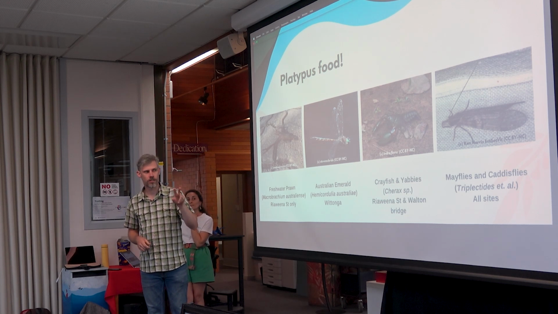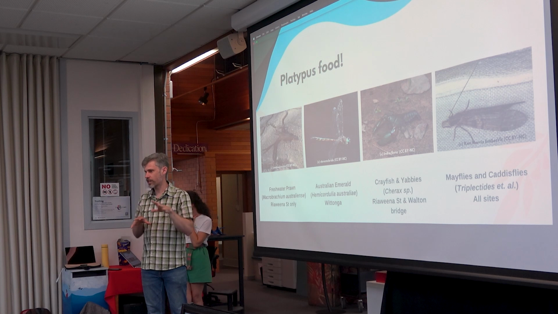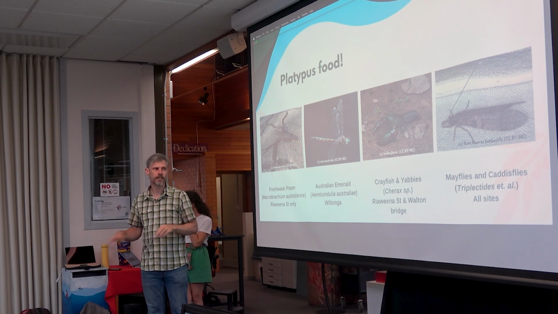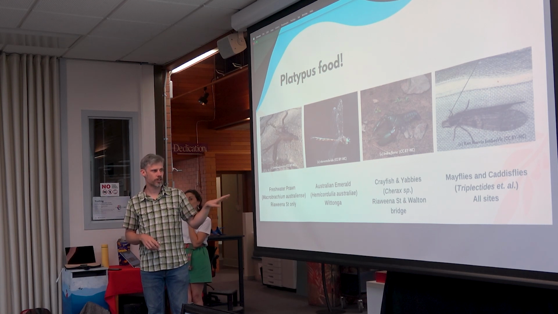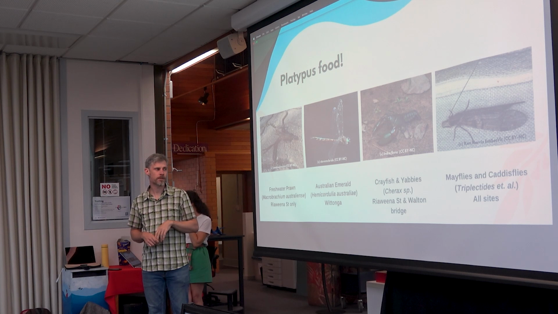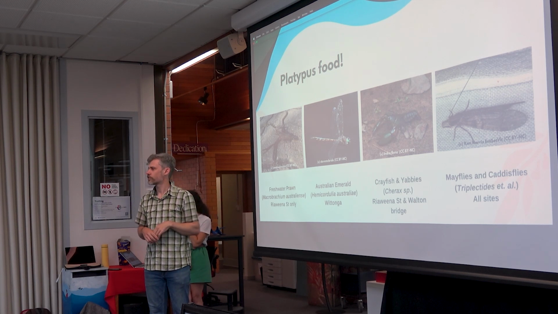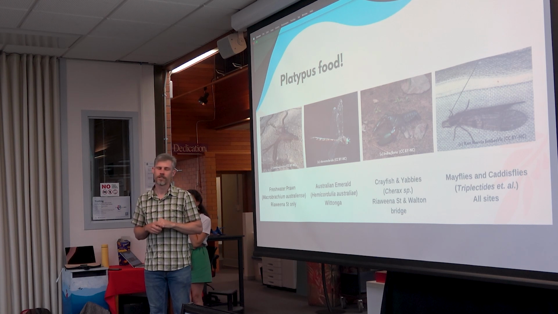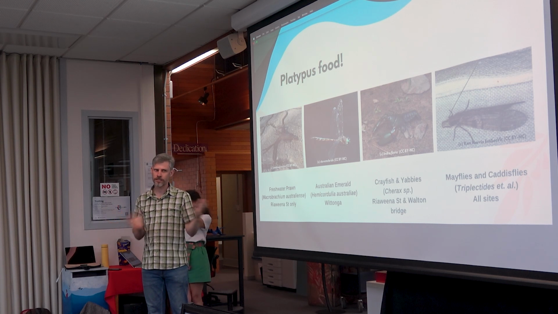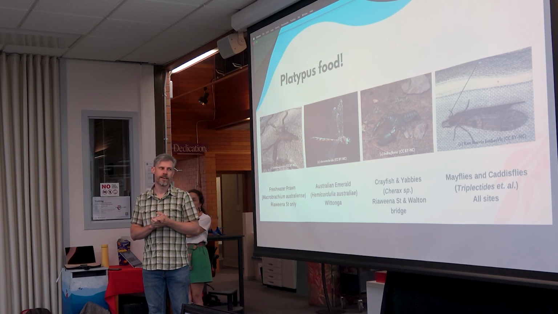So the mayflies and caddisflies, lots of different species found throughout the creek. But when we look at the freshwater prawns, the crayfish and yabbies, as well as then the dragonfly, it's only one or a couple of sites that we actually detected those in. So this is another one where we're just like, what does this mean?